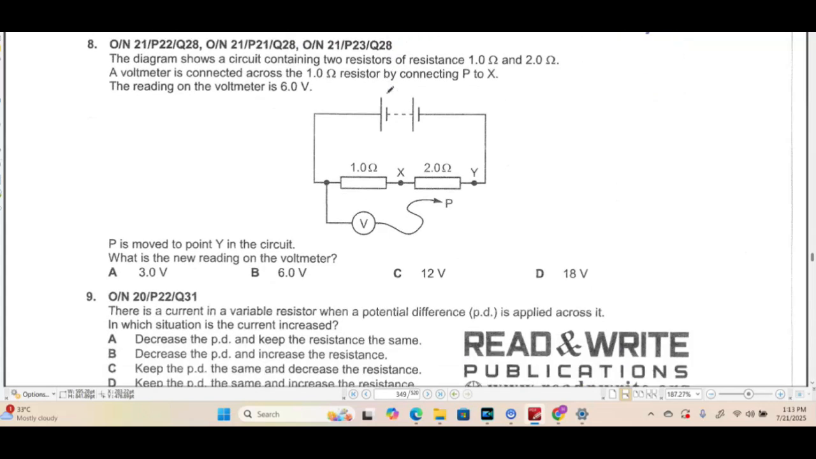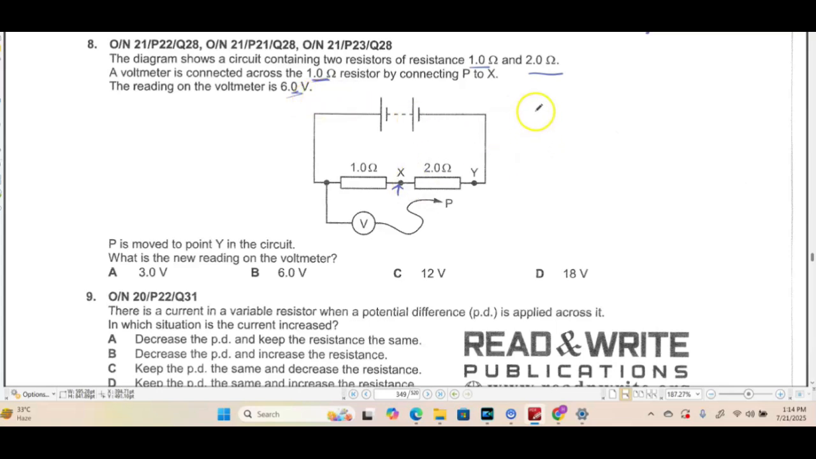Question number 8. The diagram shows a circuit containing two resistors of resistance 1 ohm and 2 ohms. The voltmeter is connected across the 1 ohm resistor by connecting P to X. The reading on the voltmeter is 6 volts. So P is connected over here. P is moved to a point Y in the circuit. What is the new reading on the voltmeter? We have resistors, we have one voltage for one.